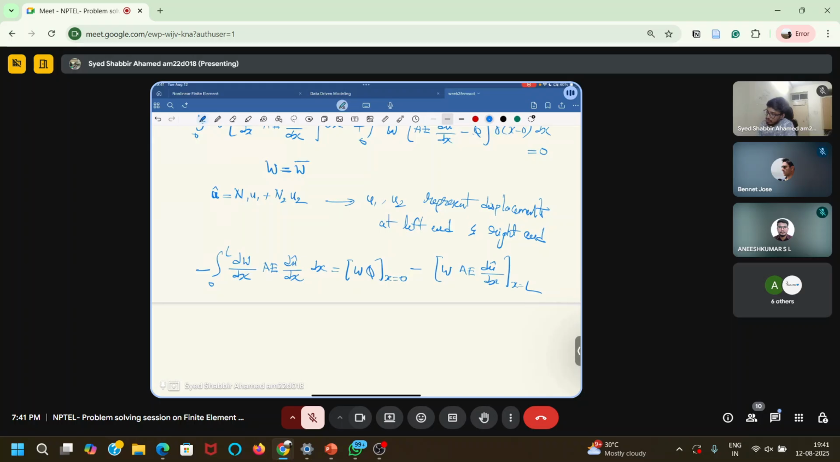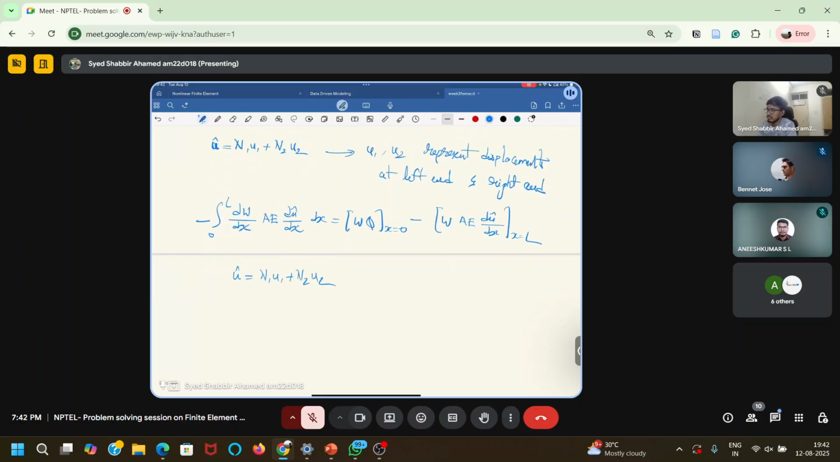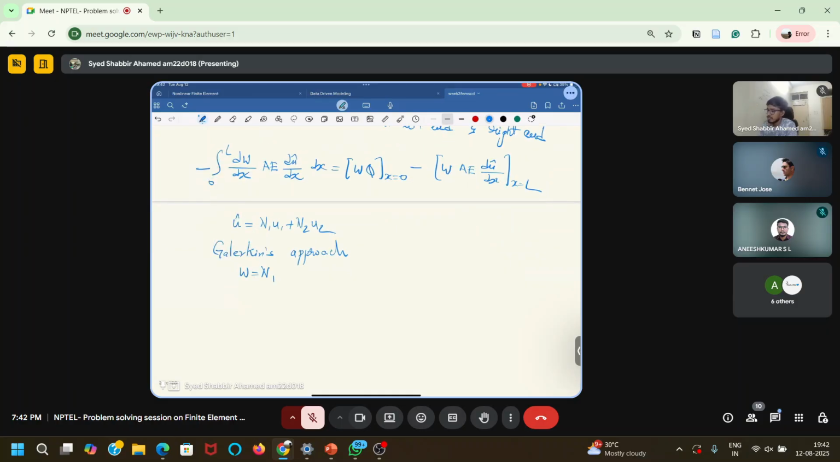So now we will substitute U cap is equal to N1 U1 plus N2 U2. And let's say we will first use Galerkin's approach. In Galerkin's approach of weighted residual, whatever basis functions we are taking, we will take them as the weighting functions also. So we will take W is equal to N1 first.